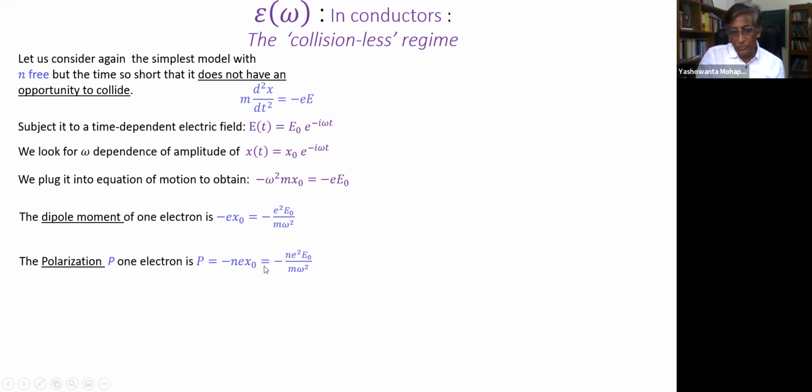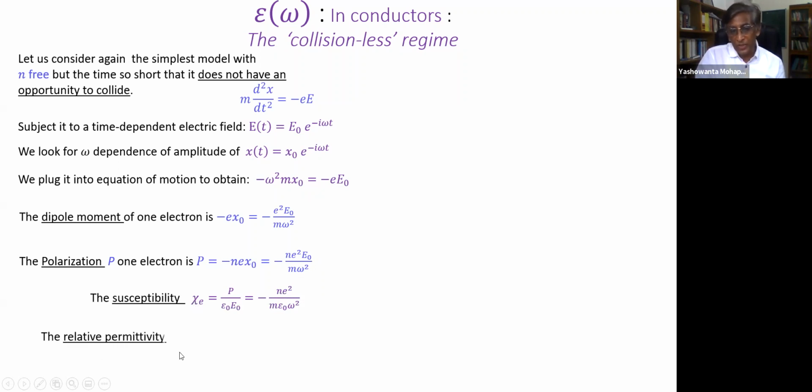So the total polarization for volume is just this, minus n e square. So I know P. If I know P, then I can calculate the susceptibility. Susceptibility is chi equals P by epsilon naught E naught. Okay, so E naught cancels, and I got n e square by m epsilon naught omega square. So I got the electric susceptibility for this gas, this electron gas.